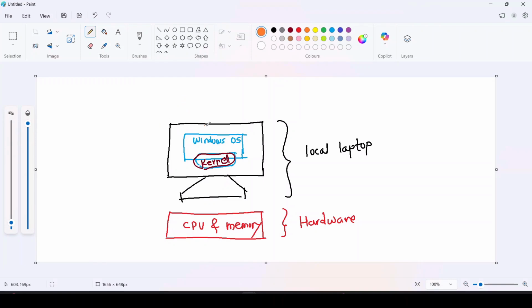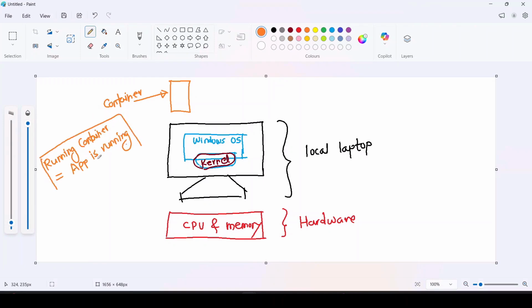Now let's imagine a container is running in our local laptop. So let's say this is a container which is running in our local laptop. So obviously this container is running, that means our application is also running. So this container will have .NET runtime, our application code, NuGet packages, that is dependencies. But this container does not have its own operating system.